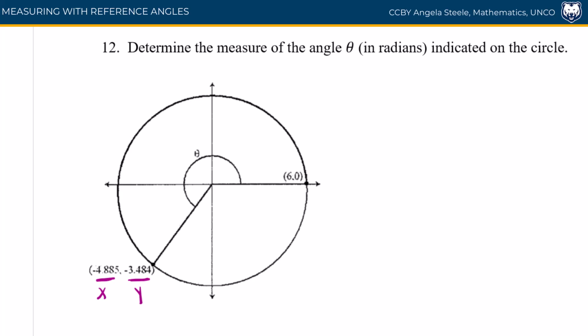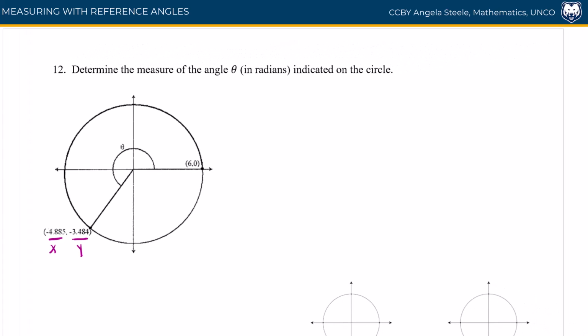So with this particular problem, because we are given both the vertical and the horizontal distance, that means we can use either sine or cosine. I'm actually going to show both of those simultaneously, but you really only have to do one or the other. So let's start with the x value for the horizontal distance. So x equals r cosine theta. The x is negative 4.885 equals, the radius we know is 6 because they're telling us that this point right here is 6, 0, cosine theta.